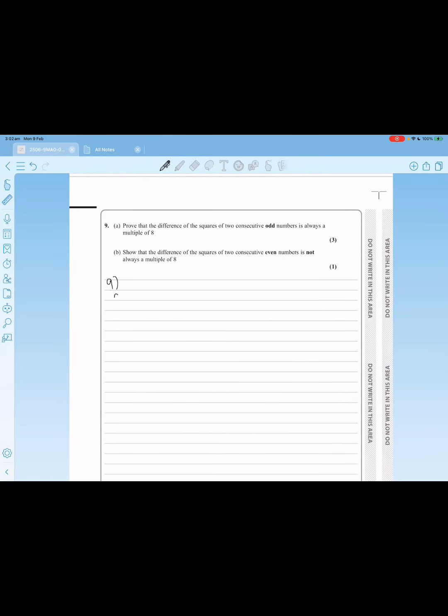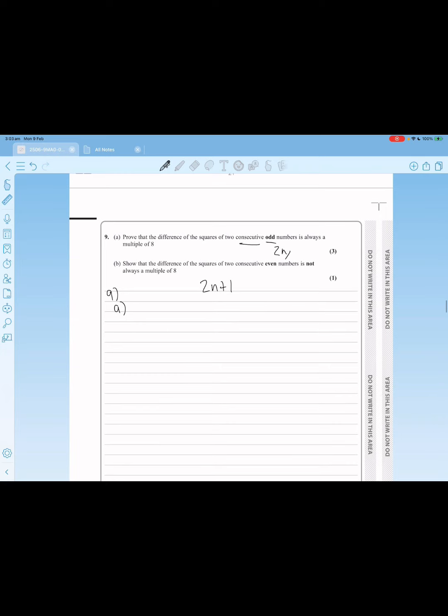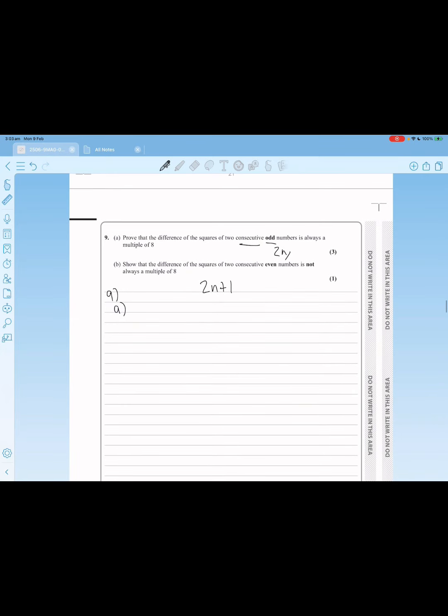So 9a says, prove that the difference of the squares of two consecutive odd numbers is always a multiple of 8. So I could say that 2n plus 1 is an odd number. You should know this, that any number n when multiplied by 2 is always even, and if you plus 1 to it or minus 1, that would make it odd. But I'll choose my first number to be 2n plus 1. Therefore, my consecutive odd number, the next odd number, would be 2n plus 3.